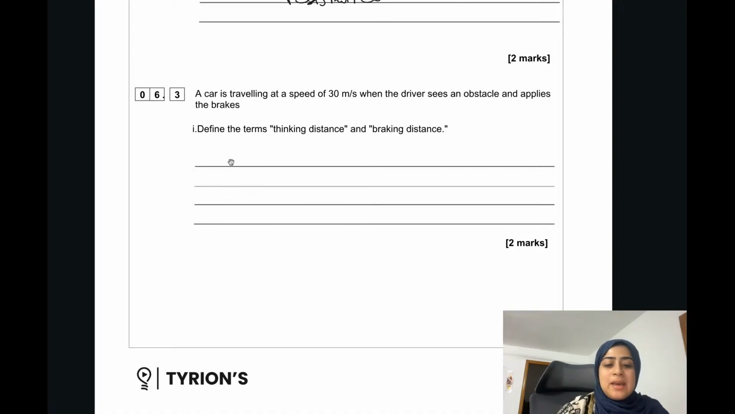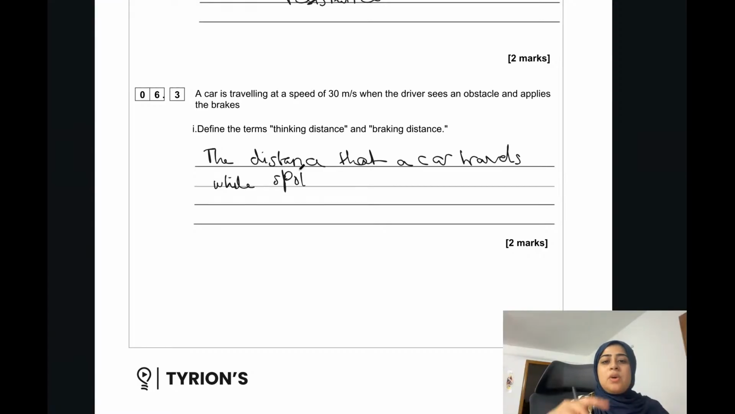Thinking distance is the distance that a car travels between spotting the hazard and touching the brakes. So when you spot and then touch the brakes. I'm not going to write the whole thing. And then the braking distance is when you put your feet on the brakes and then the car stops.